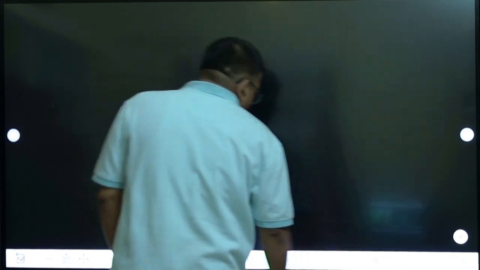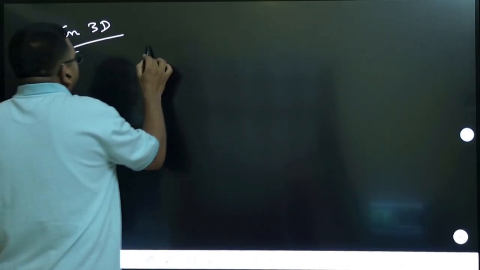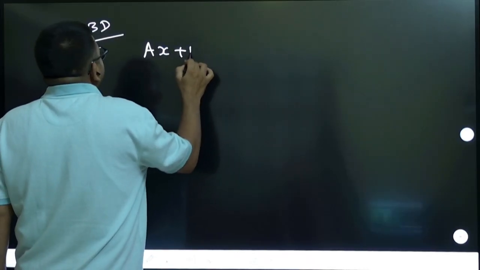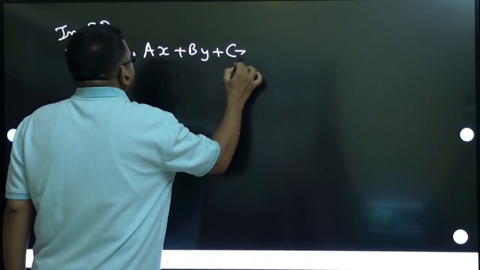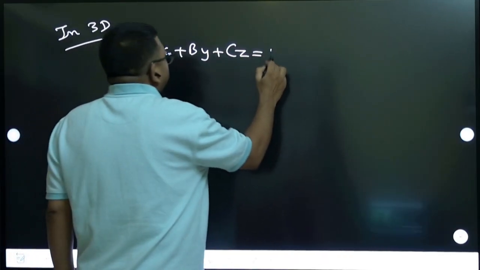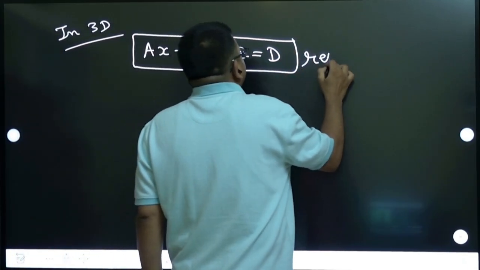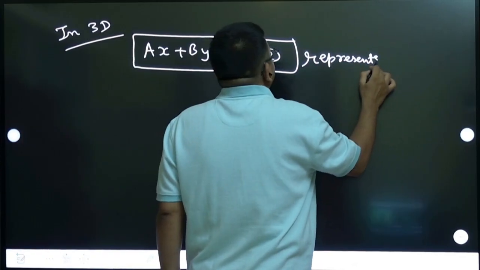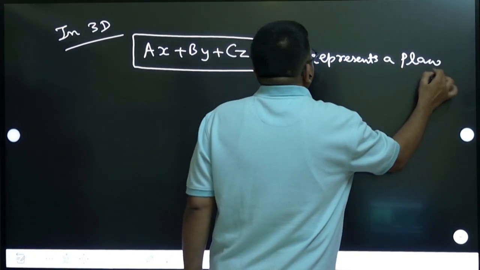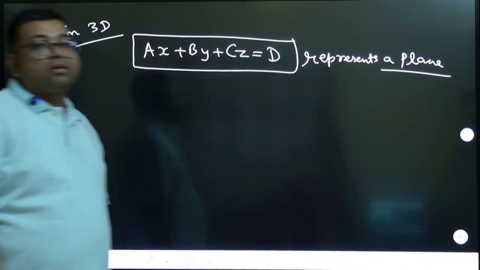It's a linear equation. Just like in a two-dimensional plane, y equals mx plus c is a linear equation that represents a line, similarly in three dimensions, a linear equation like ax plus by plus cz equals d represents a plane.